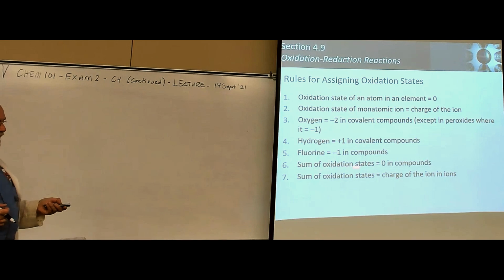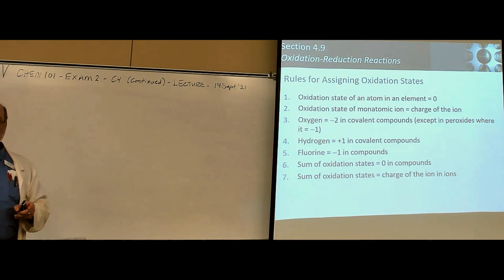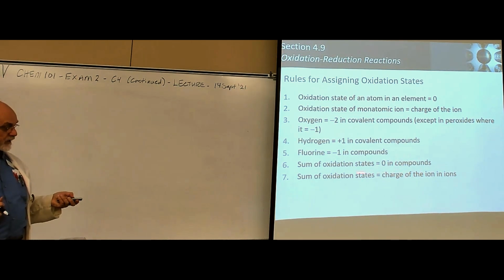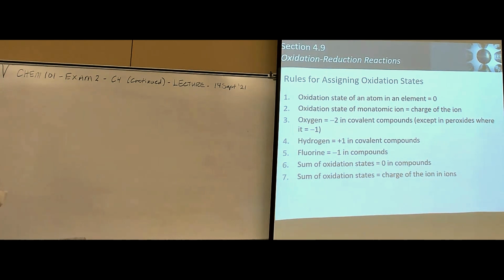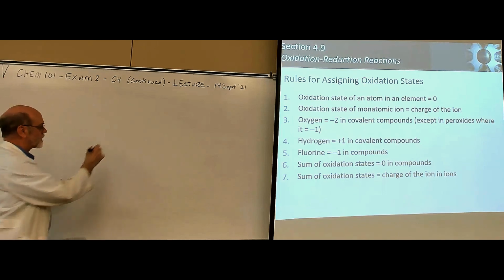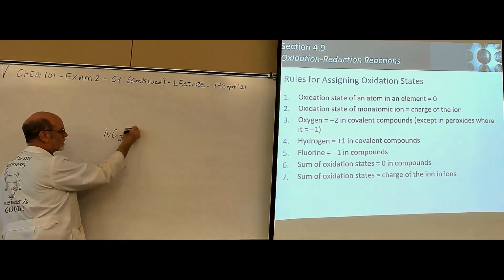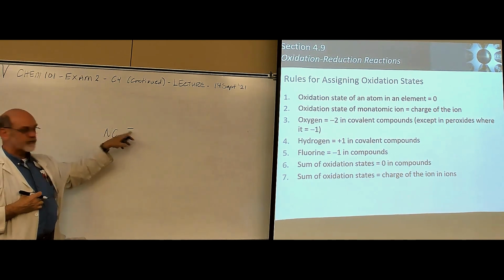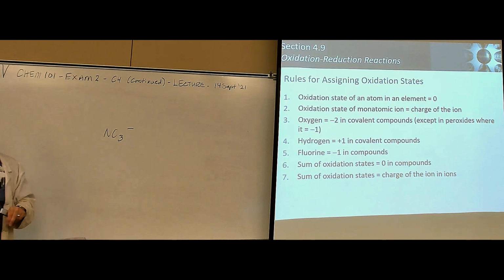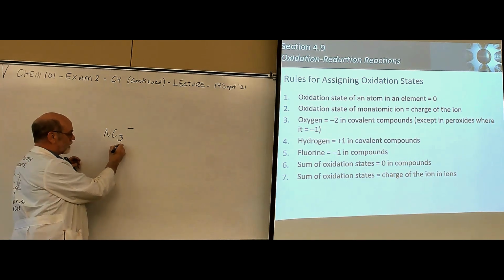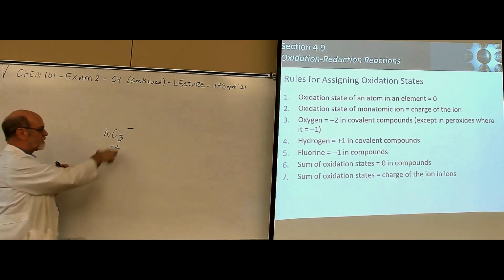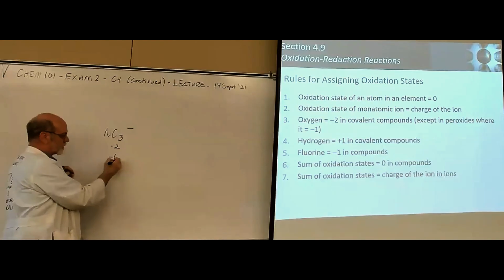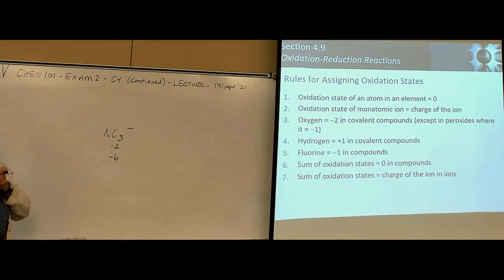Okay, the sum of the oxidation states is 0 for all compounds. And for polyatomic ions, the sum of the oxidation states is the charge of the ion. So something like this, NO3 minus, the oxidation states here have to add up to -1. Okay, so let's do that. Oxygen is -2, right? We said that. So how many minuses is that? Total -6, correct? 3 times 2 is 6, at least in my universe it is.